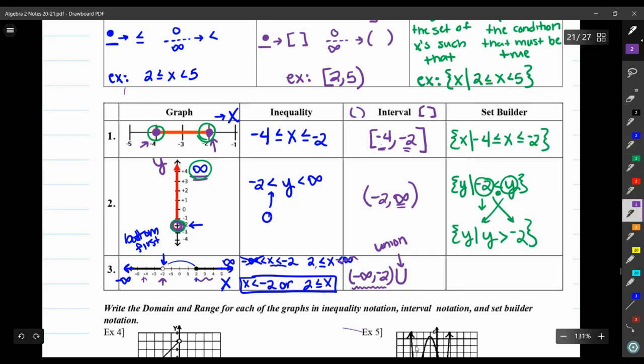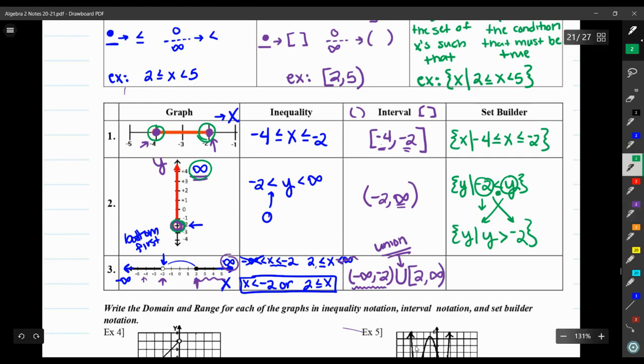Now we're going to look at the right-hand side. So our low value is a 2, our high value is infinity, and we need to figure out bracket or parentheses. So this 2 is a solid circle, so we're going to do a bracket. And infinities are always parentheses. So when you have a jump and you're using interval notation, you're going to put a U in between the 2 pieces to denote that those go together.